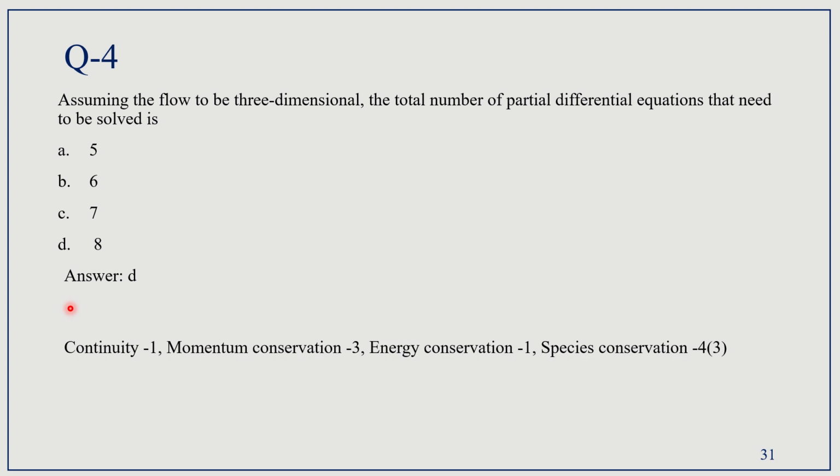Answer is option D. So we have the continuity equation, 1 equation; momentum conservation, 3 equations; energy conservation, 1 equation; and species conservation, 4 equations. But how many do we need to solve? We need to solve only 3, ns minus 1. So 1 plus 3 plus 1 plus 3: 1 plus 3, 4, 5, and 6, 7, 8. 8 equations we need to be solving. The answer to this particular problem is option D, that is 8. 8 is the right answer.